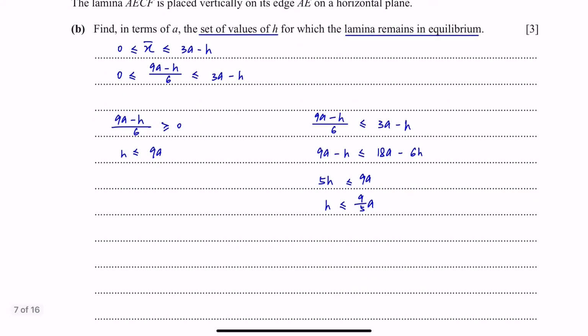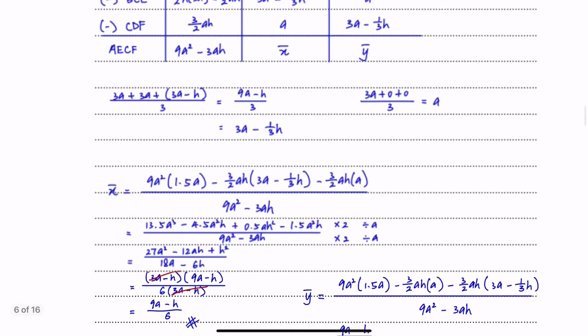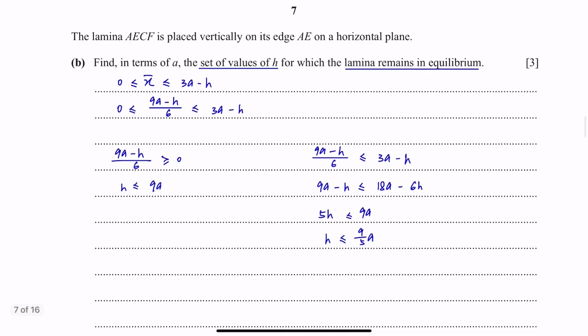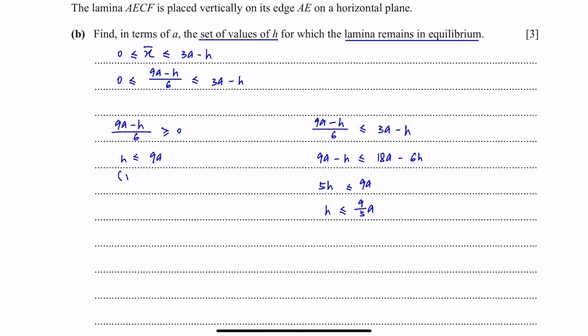So we know that h is obviously less than or equal to 9a, right? Because this whole thing is just 3a. So definitely h is less than 9a. So this is a bit useless, so we just don't care about it. We just reject this. And this is the useful info: H less than or equal to 9 over 5a.